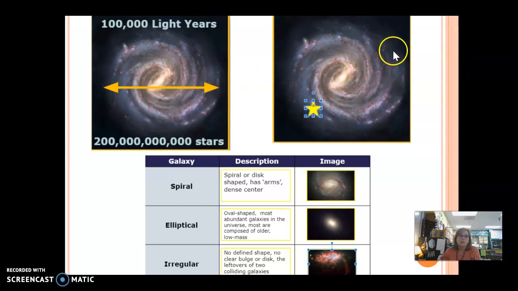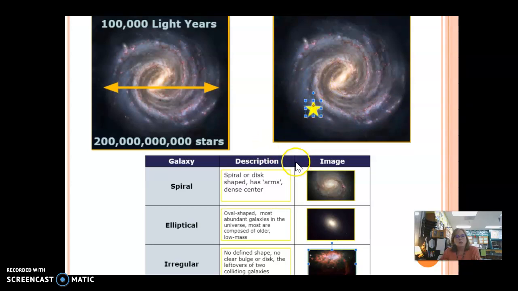Another common misconception is that people think that our sun is in the middle of our galaxy, and it's not. The middle of our galaxy is simply made of really old dying stars, which are your red giants. Our star, which I have right here, is in one of these outer bands, one of the arms, we call it, of these spiral galaxies. So know that we're not in the center.